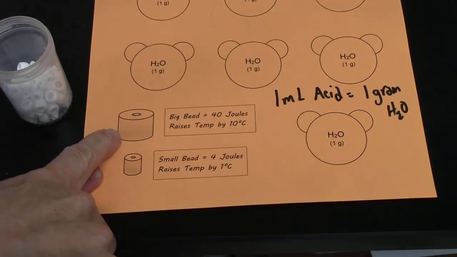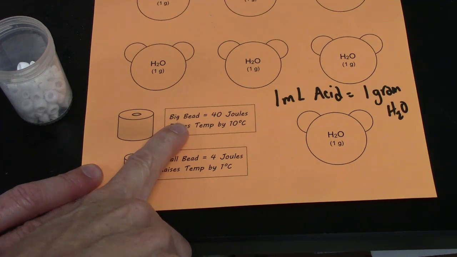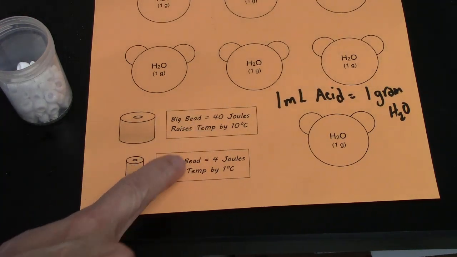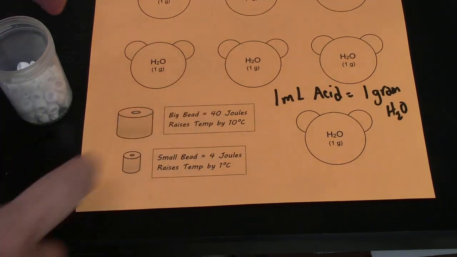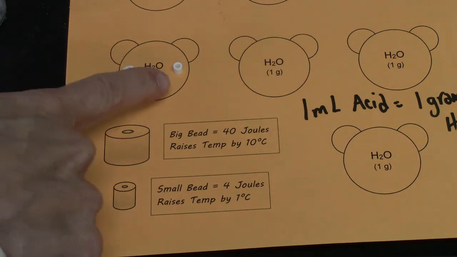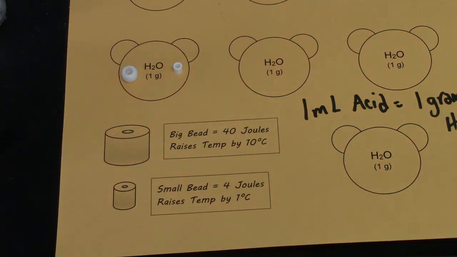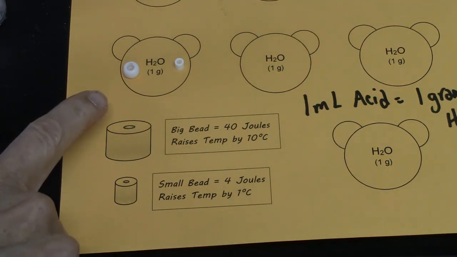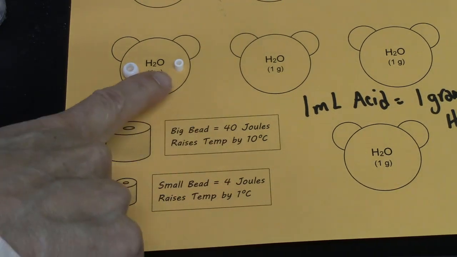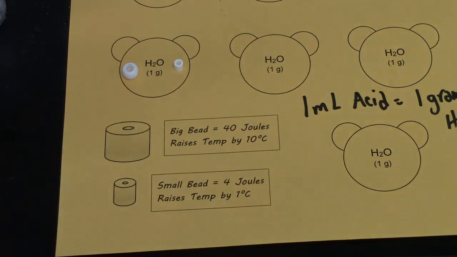Down here it reminds you of what the beads are for. The beads represent joules. There are the big beads that represent 40 joules. The small beads represent 4. So here's a big bead and a small bead. That's 44 joules total. And each big bead raises the temperature of that gram of water by 10 degrees C, each small bead by 1 degree C.